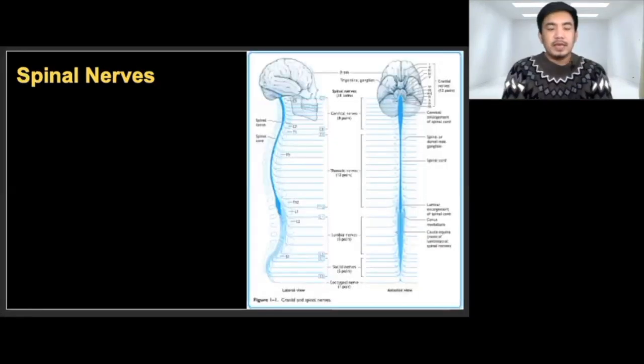For our spinal nerves, there are 31 pairs, which leave the spinal cord through the intervertebral foramina in the vertebral column.